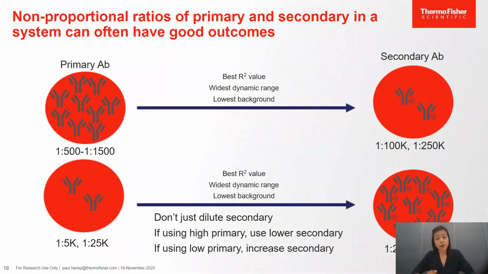Another tip is non-proportional ratios of primary and secondary antibody can often have good outcomes. So don't just dilute your secondary antibody. If you are using high primary, consider using low secondary. And if using low primary, consider increasing your secondary antibody.